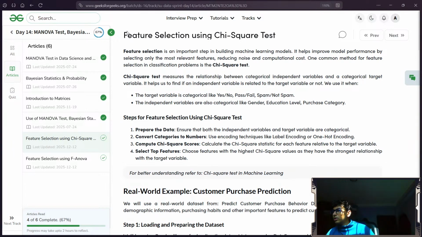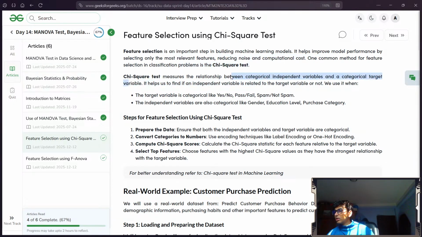Then let's see feature selection using the chi-square test. Feature selection is an important step in building machine learning models. It helps improve model performance by selecting only the most relevant features, reduce noise and computational cost. One common method for feature selection in classification problems is the chi-square test. Okay, it helps improve model performance by selecting only the most relevant features, that is, those that predict the actual target, and reduce noise and computational cost.